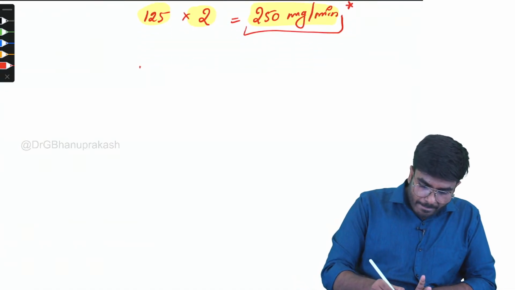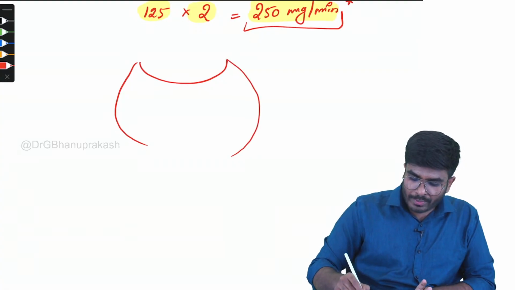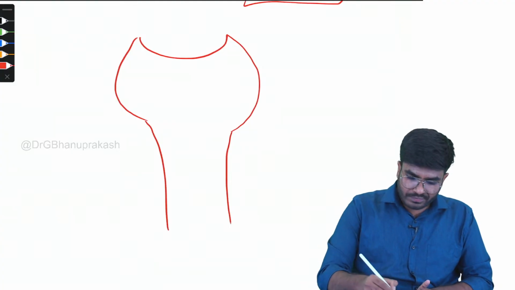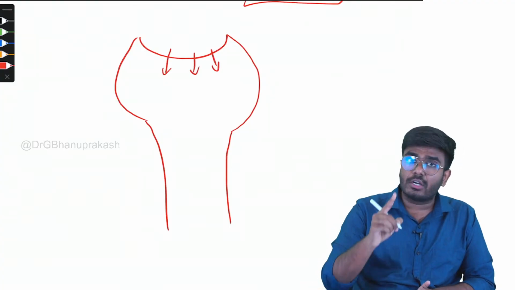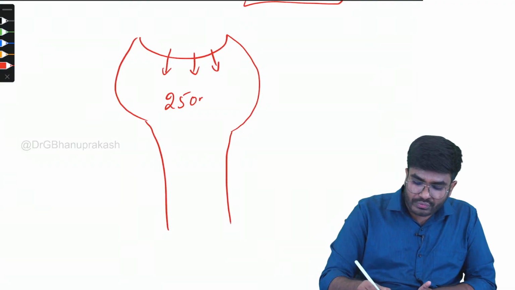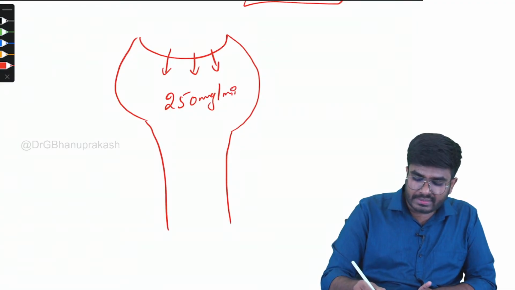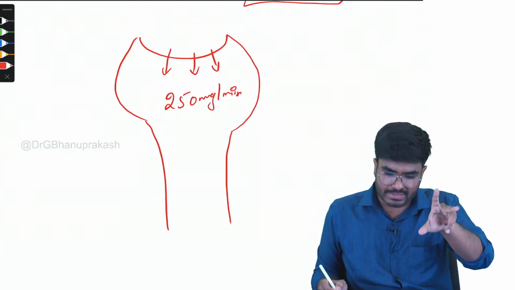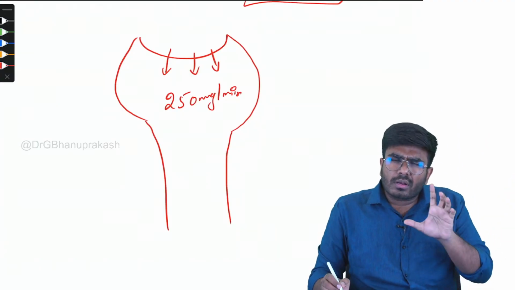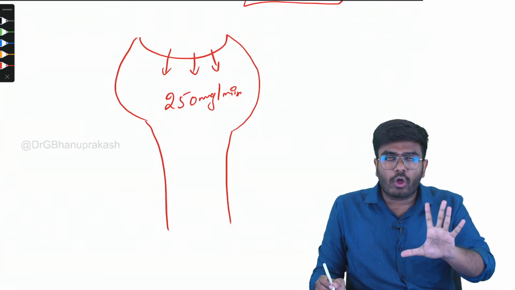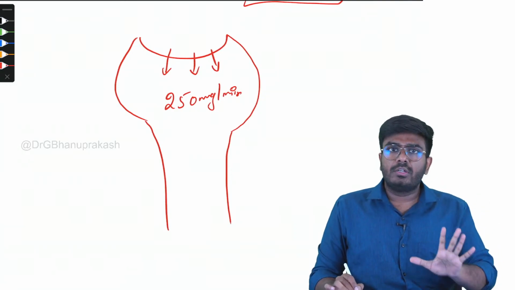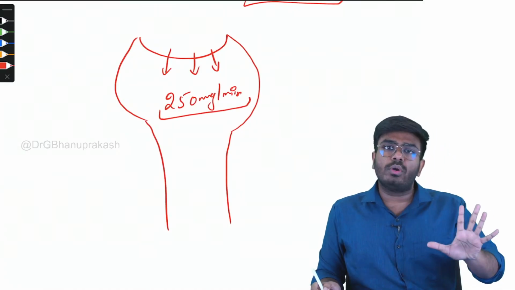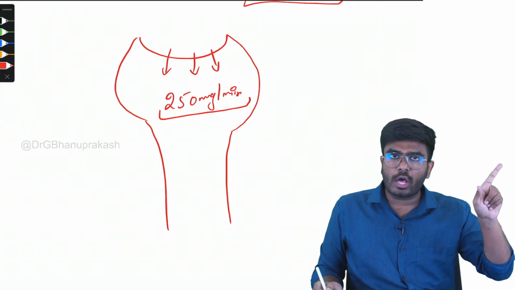Now my question: I am showing you Bowman's capsule. Here is the PCT. How much is getting filtered here? The filtered load is 250 milligrams per minute. I'm not talking about one nephron, but all the nephrons, in both the kidneys. Now, normal healthy kidneys, healthy nephrons, have the capability to manage a normal filtered load of glucose of 125.